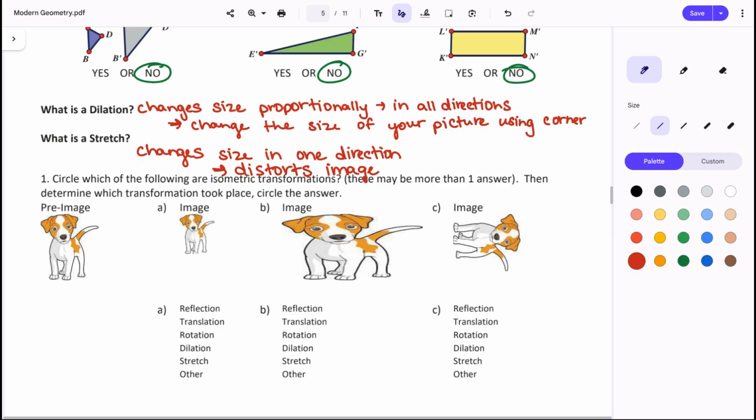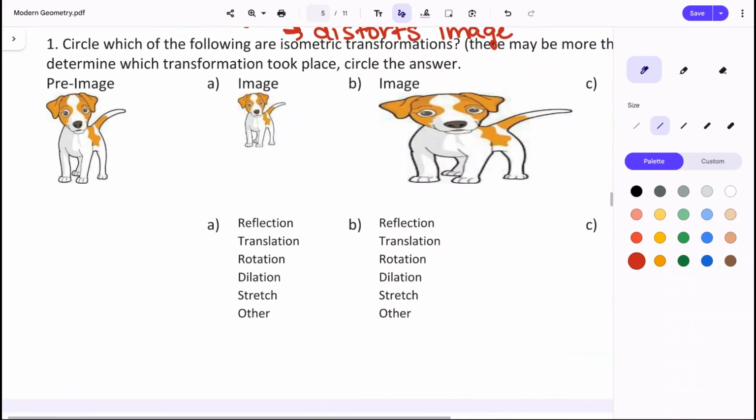So if we look at the first one, letter A, does it look like it stayed the same dog? Yes. Okay, does it look like it stayed the same size? No, it got smaller. So we would say this is non-isometric, and I'm going to abbreviate that: non-iso. Now, to be non-isometric, that means they either dilated it or they stretched it. So what do you think they did to the dog?